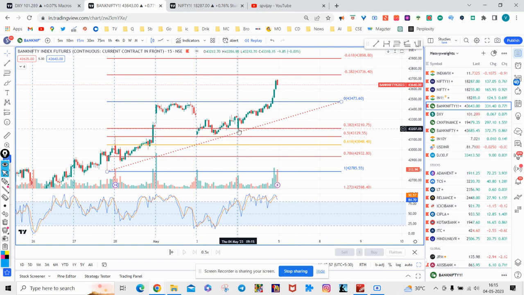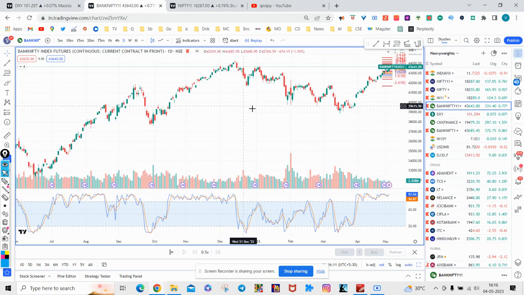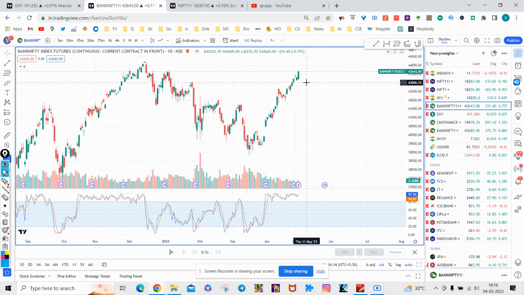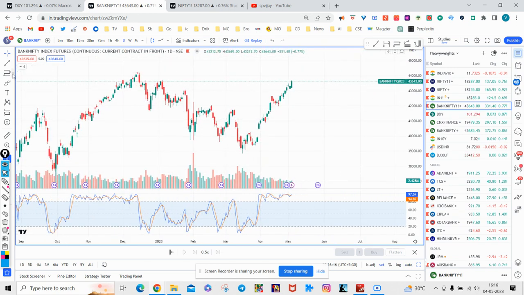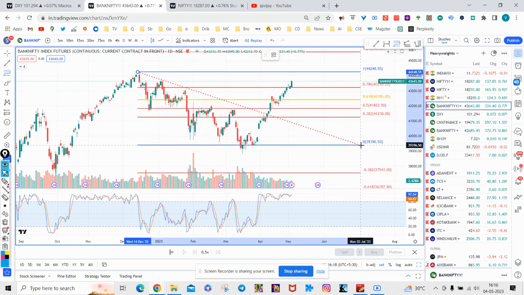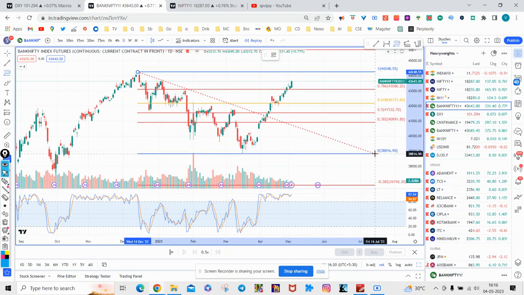So buy on dip was a good strategy, and in fact, today was a day where one could have easily doubled the capital with whatever capital one would trade. And coming to the overall charts I've been discussing for so many days, Bank Nifty crossed the 61% retracement long back, right?